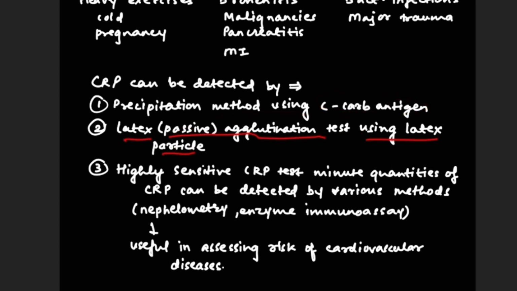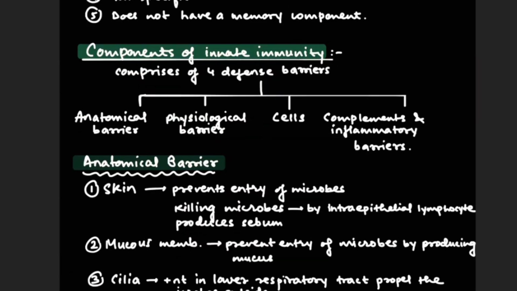CRP can be detected by the precipitation method using C-carbohydrate antigen, then latex passive agglutination test using latex particles. Highly sensitive CRP test, where minute quantities of CRP can also be detected by various methods such as nephelometry and enzyme immunoassay, is useful in assessing the risk of cardiovascular diseases. So this was all about acute inflammation as well as innate immunity.